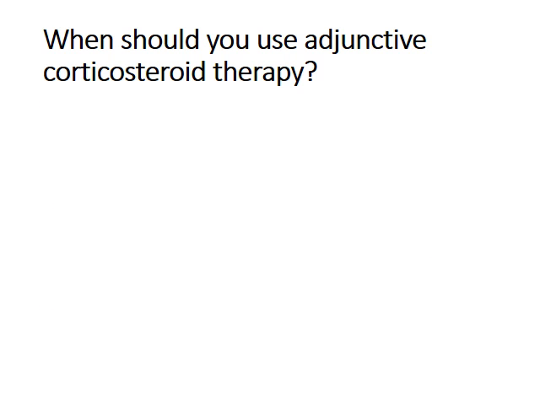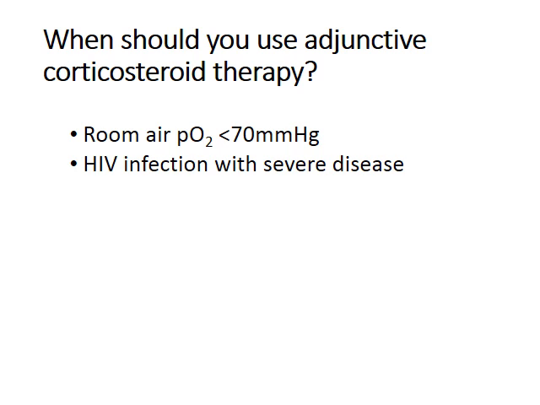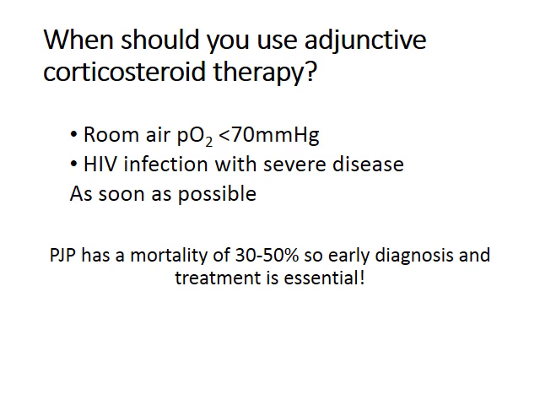An important consideration with PJP is the use of steroids. In any patient where the SATs are low on room air, under 70, you would consider using steroid treatment, and also consider it in HIV infection with severe disease. If you are going to use steroids, you need to use them as soon as possible. And here I want to emphasize that PJP has a high mortality, and early diagnosis and treatment is absolutely essential.